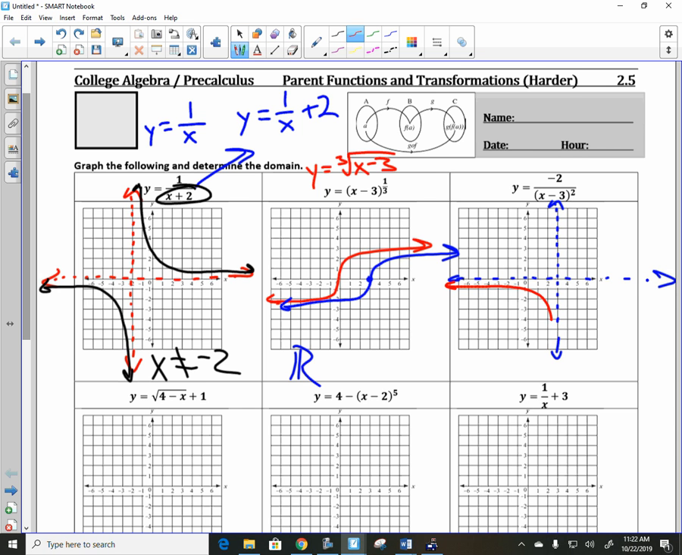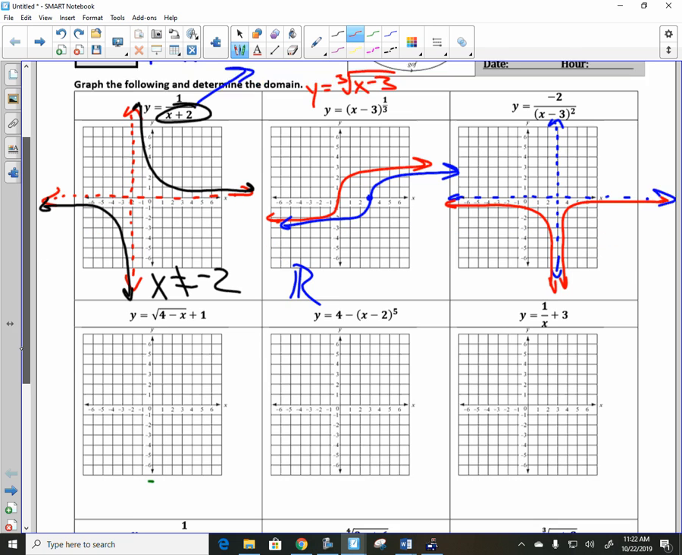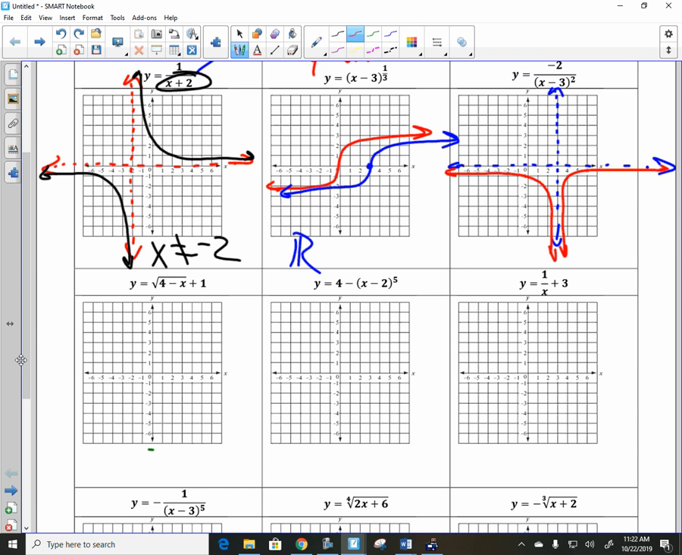Negative on the outside creates a vertical flip. If anything is on the outside, it affects it vertically. Inside is horizontal. Domain: x not equal to 3.